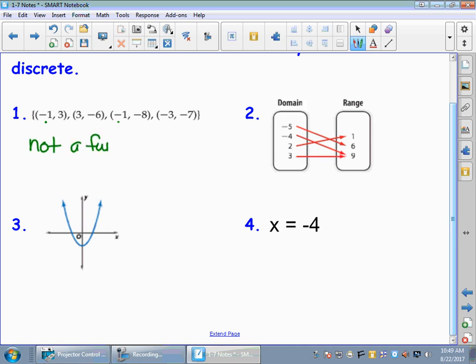If it was a function, we'd say it was discrete, but it's not a function, so we don't have to name it.